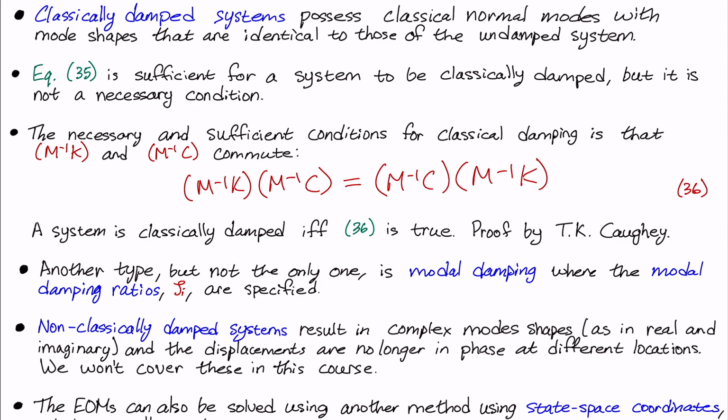So non-classically damped systems will result in complex mode shapes, and by that I mean real and imaginary, not complicated mode shapes, but actually complex mode shapes. And what this means is that the displacements of the system are no longer in phase at different locations. We're not going to cover complex modes in this class. When we deal with non-classically damped systems, we're going to do it through state space formulation, and we're going to solve the state space equation directly. And we'll do that like a month or two from now.